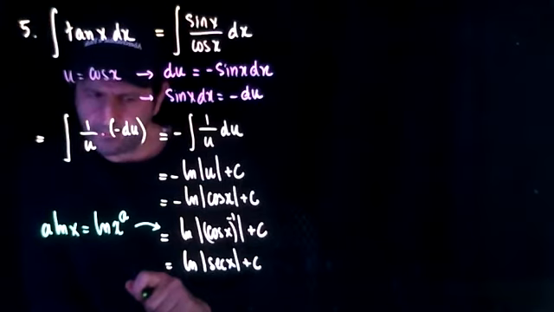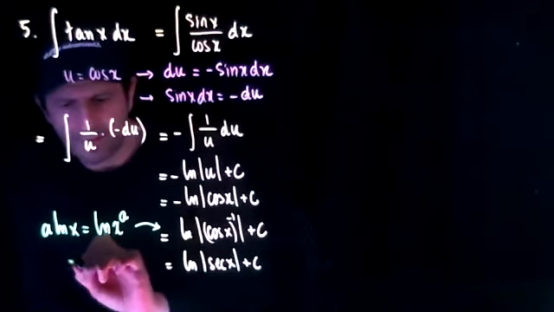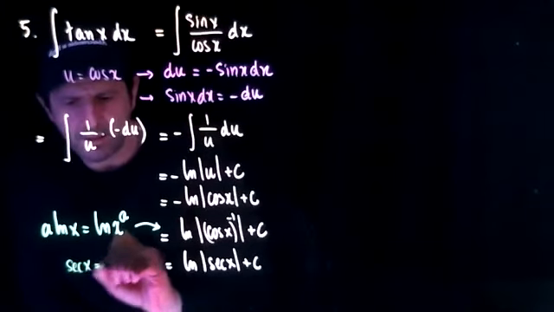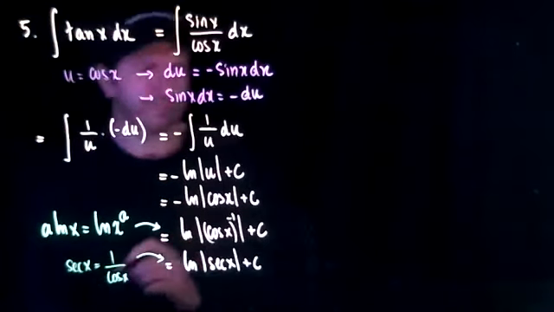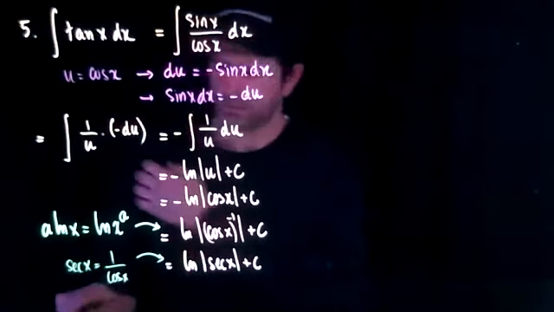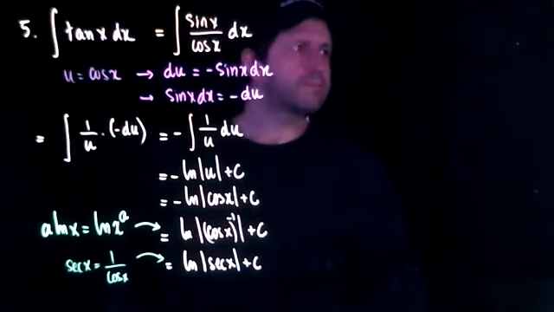Is that okay? Yes, sir. And here, it's due to the fact that the secant of x is 1 over the cosine of x. That's what happened here. Okay, any questions?